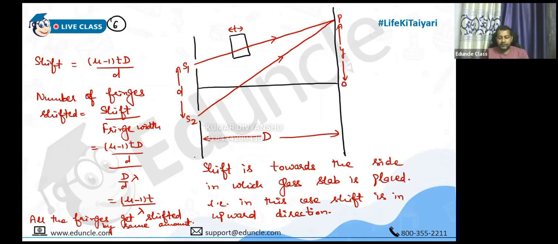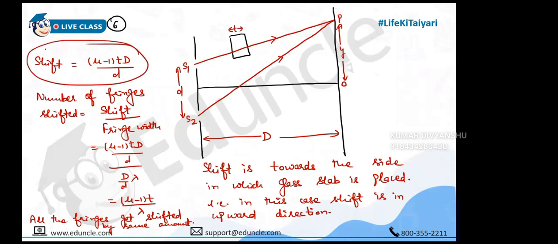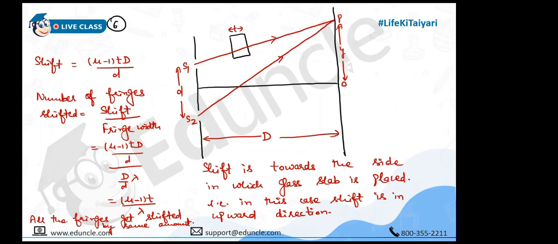Let me ask you one question. There are two sources. One is emitting blue light and the other is emitting red light. For which source will the shift be maximum? Blue light, because its wavelength lambda is less. Anyone else? The shift is independent of lambda, so the shift will be the same. Only the fringe width will be different for blue and red. That is why the number of fringes shifted will be more in one case, but the distance by which the pattern shifts will be the same, whether it is blue or red. Clear?